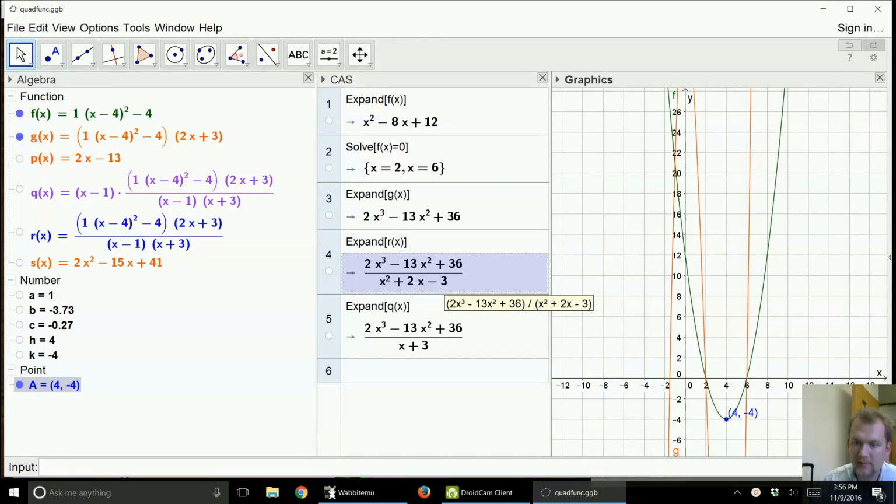Hey students, this is kind of like a practice problem for the test. So we're going to first graph a cubic.